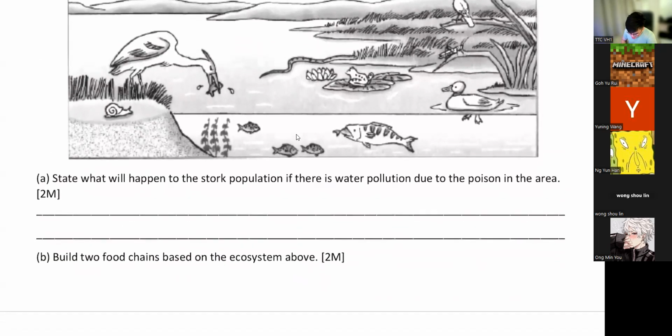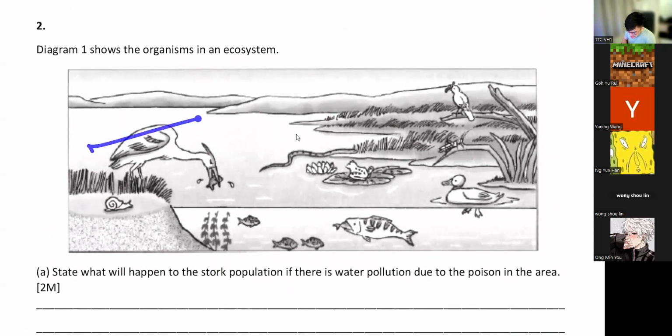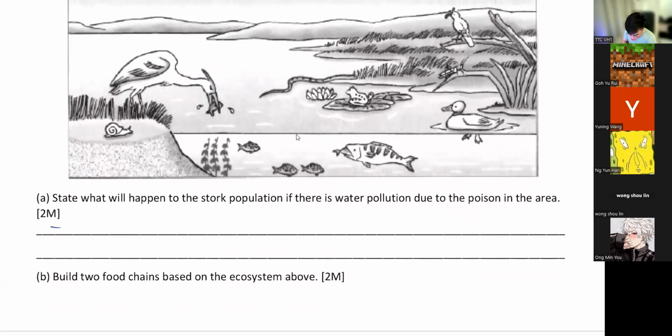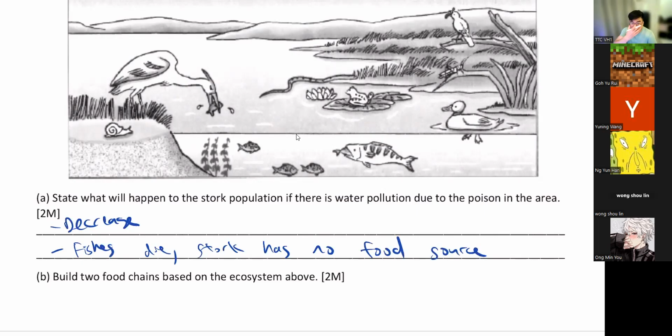Right. Anyway, so state what happens to the stock population if there's water pollution due to poison in the area. Right. So if there's poison here, all the fish will die. So the stock has nothing else to eat. So the stock population will decrease. Okay, so explain: because fishes die, stock has no food source. It has nothing to eat.